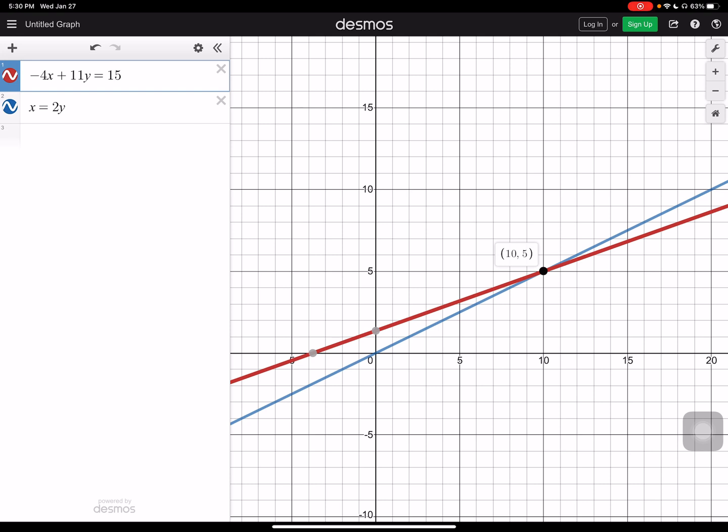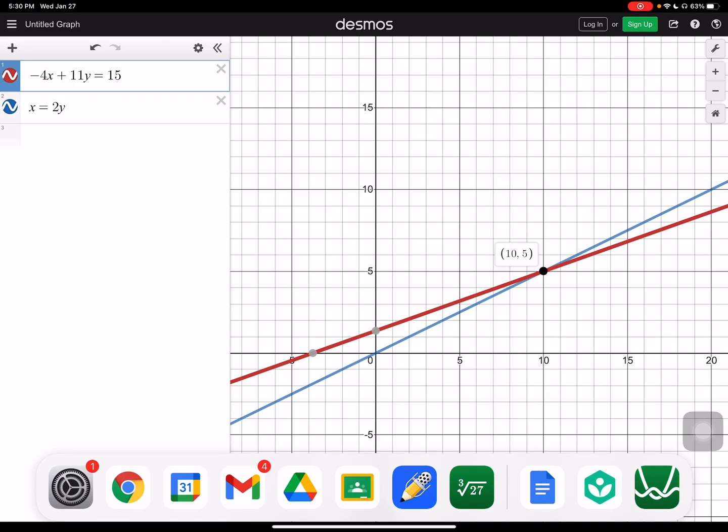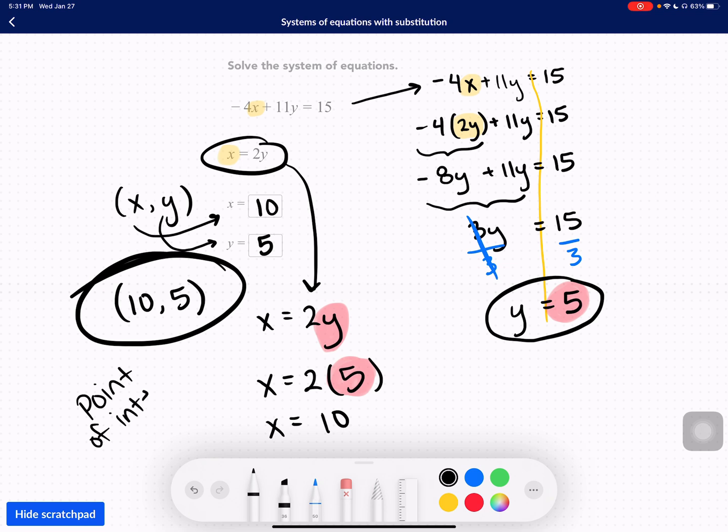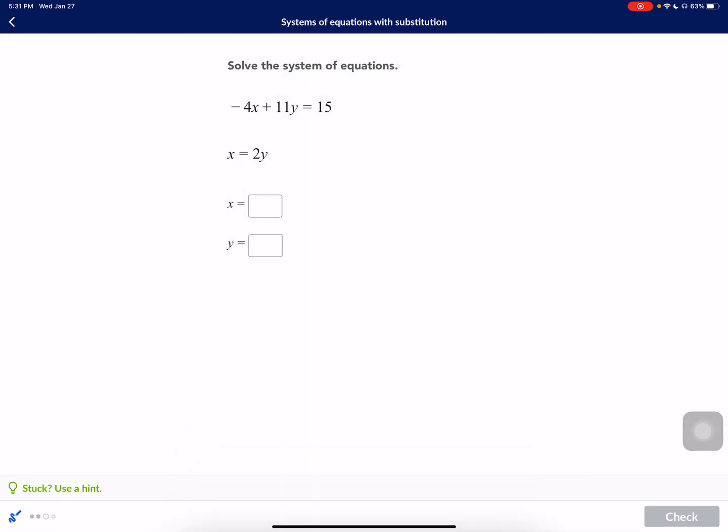Is that the same thing we got before with substitution? We got that x is 10 and y is 5. So yes, we did get the right solution. This is their point of intersection. So make sure that you are taking notes while you watch this video and while you do this assignment, because there's lots to learn from it. Okay, so I'm going to go ahead and type that answer in here, 10, 5.